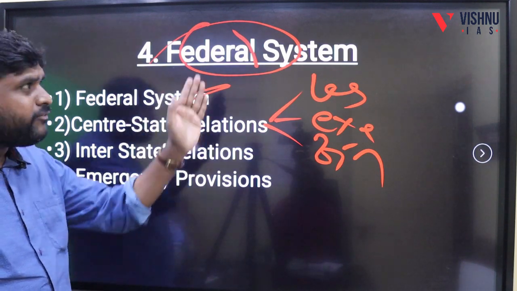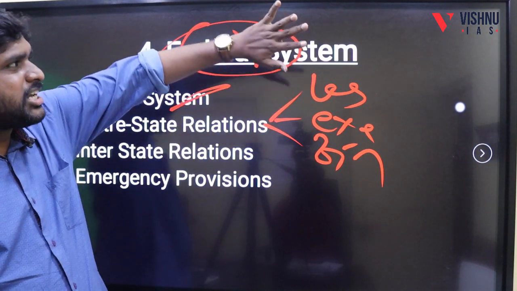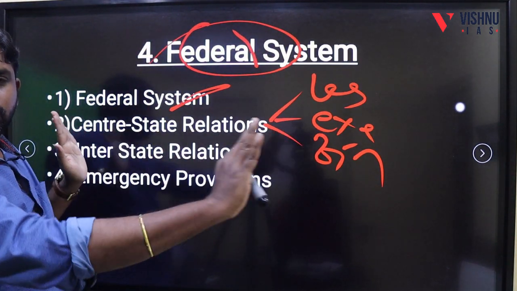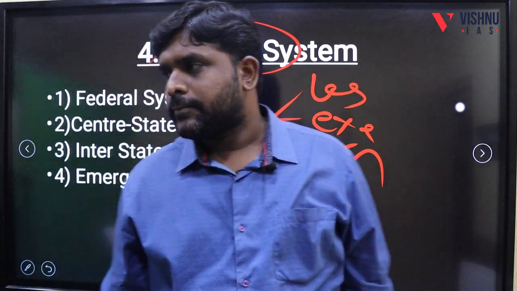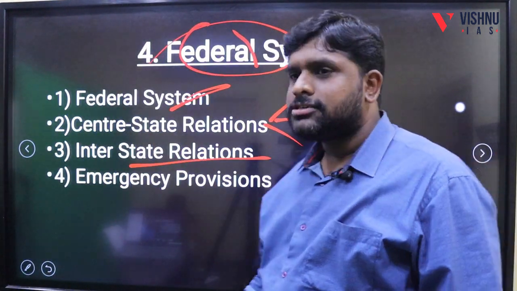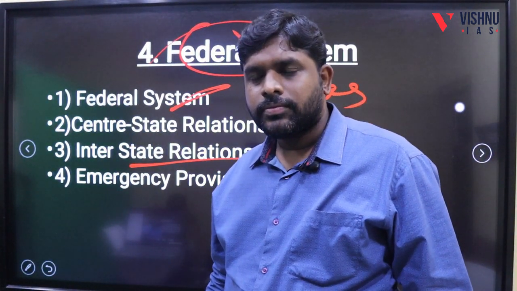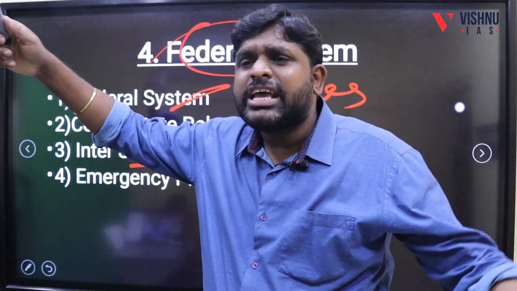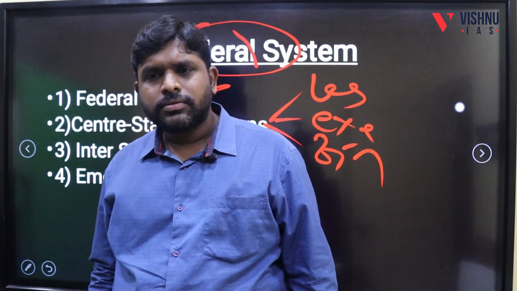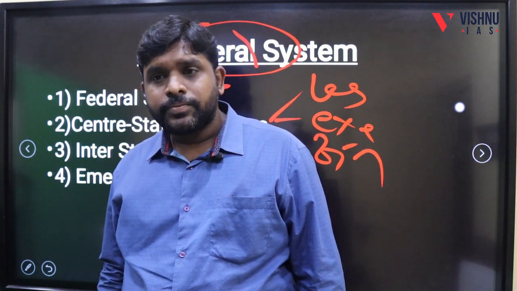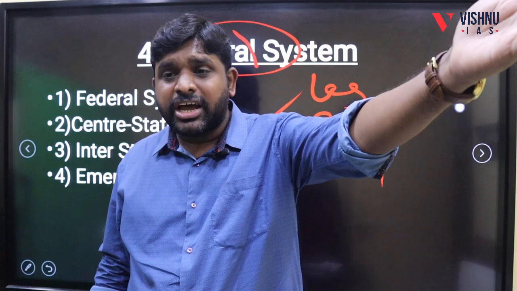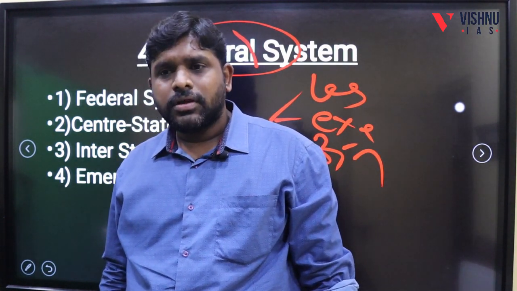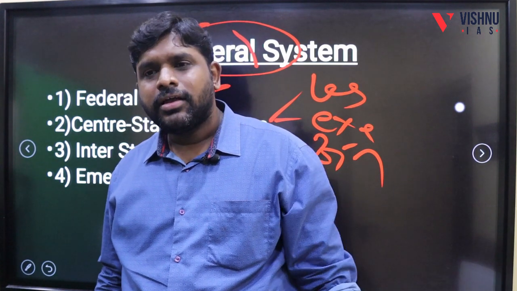Federal features, federal system. The fourth section is federal system. I divided it, so once you complete it, your federal system is completed. Interstate relations. Within the states, what are the relations? What are the problems, like the Kaveri river water dispute? Now the Nagarjuna Sagar issue is going on between Andhra Pradesh and Telangana right now. It's a current issue.